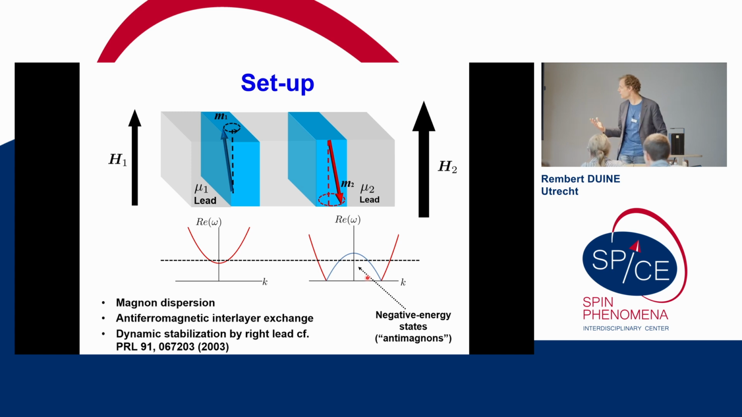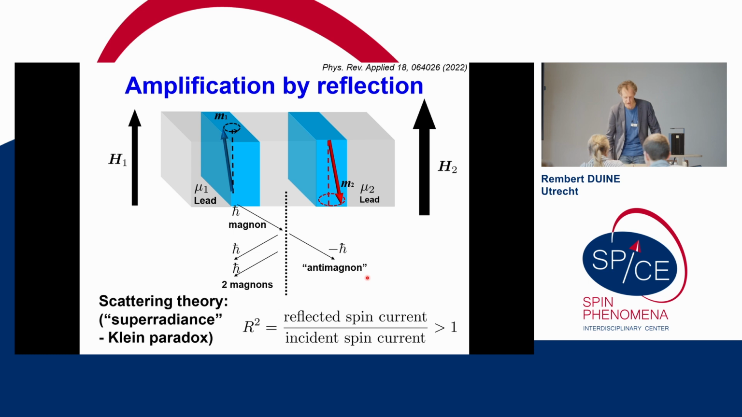In that window of frequencies, you can have pair creation processes, meaning that if you send in classically a spin wave from the left, it interacts with a negative energy spin wave on the right and creates a negative energy spin wave. Because this negative energy spin wave has angular momentum minus h bar, because of conservation of angular momentum, there have to be two magnons propagating backwards, and this leads to an enhanced reflection that is very reminiscent of superradiance and is related to the Klein paradox.